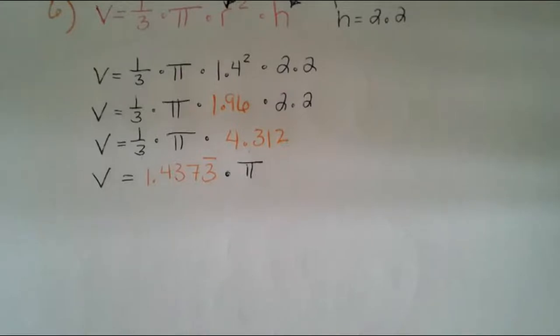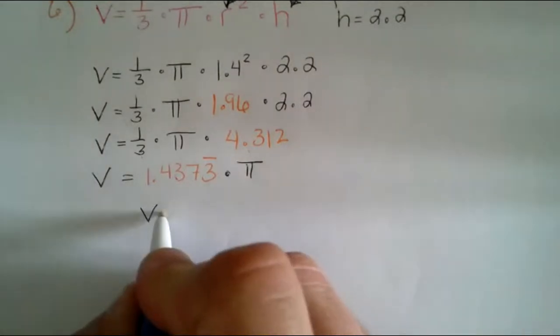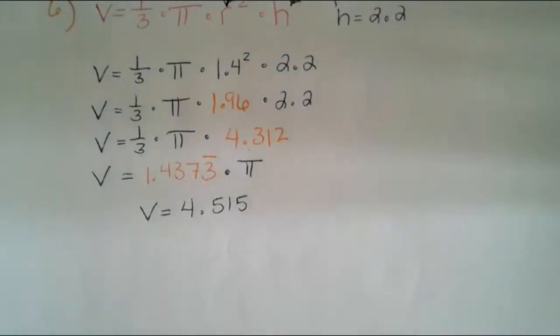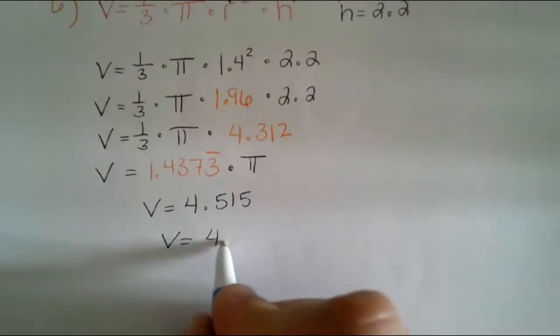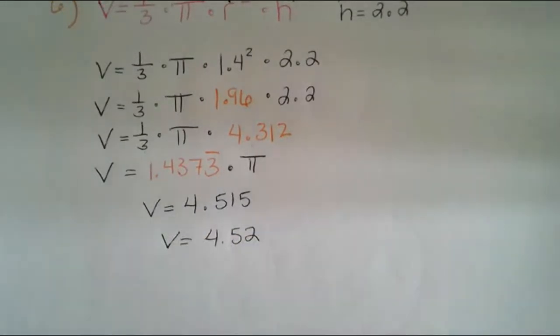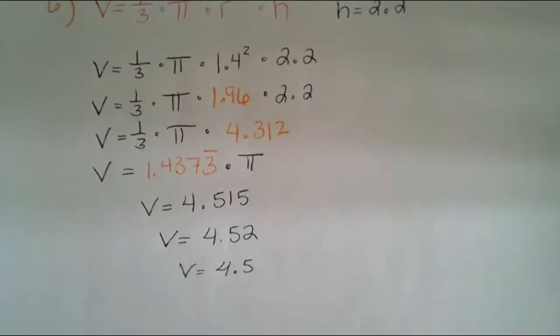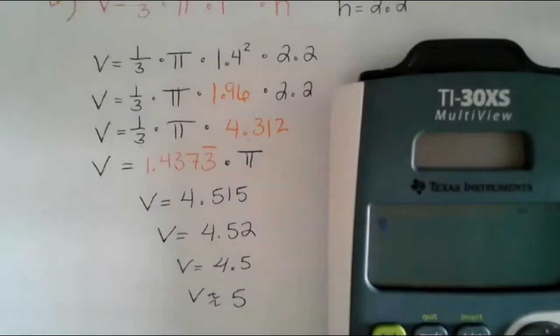And the last step, I'm just going to go ahead and multiply that number by pi. And I get that my answer, the volume, is equal to 4.515. And I kind of just shut it down there. After that, the calculator would say 515841. If I'm going to round and stick with this problem, it's about 4.52. If I wanted to round it again, it's about 4.5. And if I round it one more time, it's kind of close to 5, right?